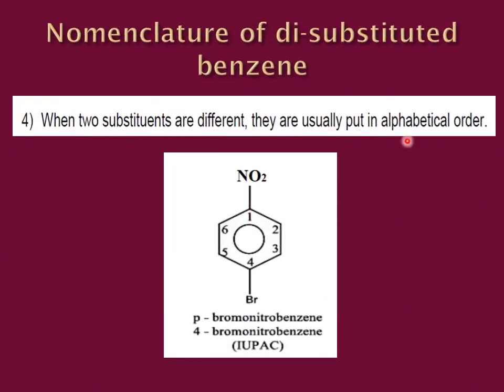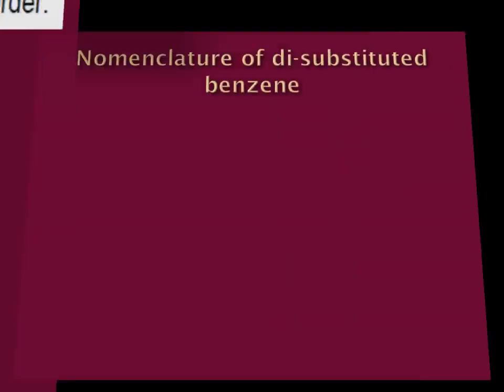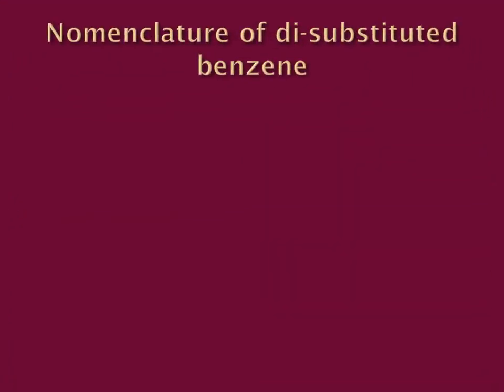Look at this example. One is nitro, the other one is bromo. B is going to precede N. That is why the name is para-bromonitrobenzene or 4-bromonitrobenzene. Now students, let us learn the rule for polysubstituted benzene.